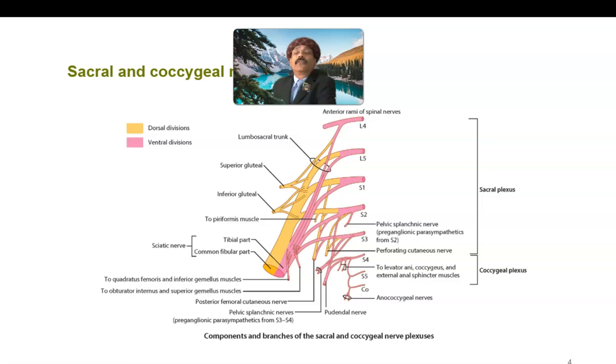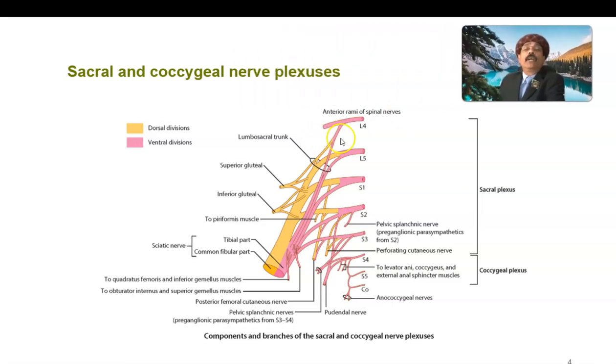So if we go to the sacral plexus, the lumbosacral trunk is contributing L4, L5, and we are getting multiple nerves. The superior gluteal nerve supplies muscles like gluteus medius, gluteus minimus, and tensor fasciae latae. The inferior gluteal nerve innervates the gluteus maximus muscle. Then the nerve to the piriformis. And the pelvic splanchnic nerve is a preganglionic parasympathetic nerve from S2, also getting contribution from S3 and S4.